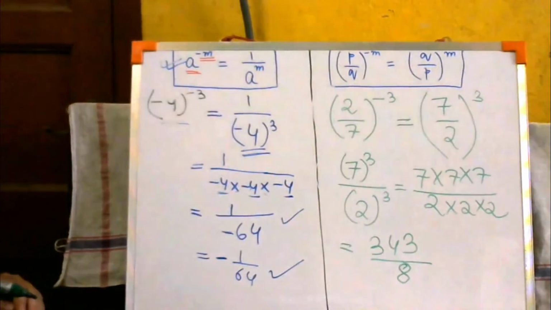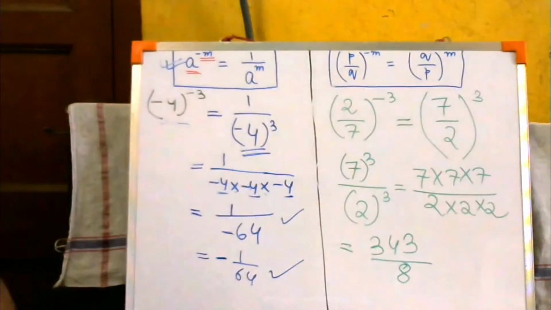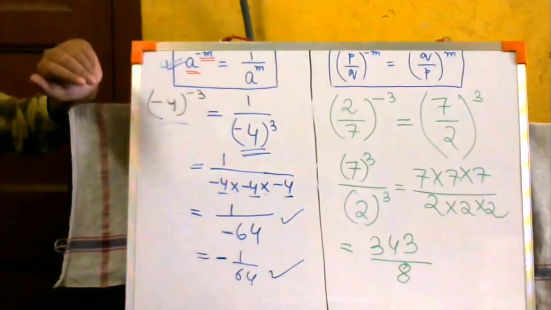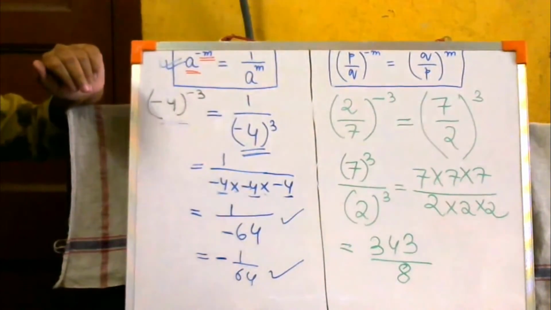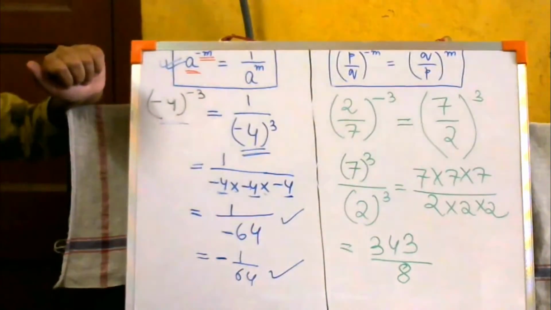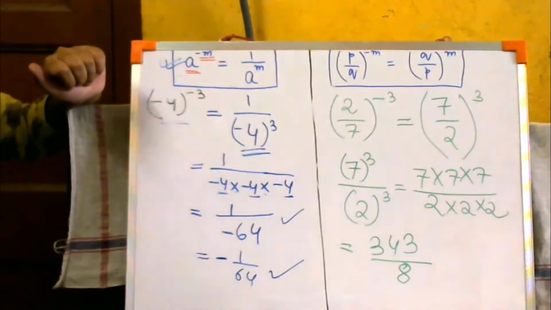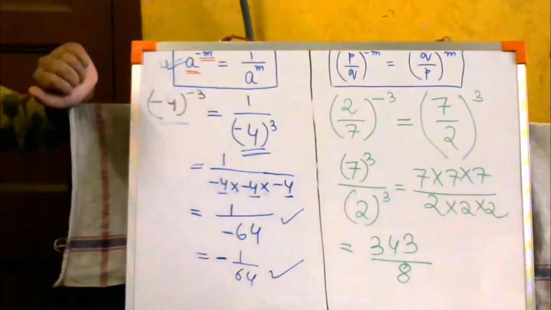This is the answer, 343 by 8. I hope you people have understood what I tried to say in these two formulas. This is the first two formulas that we spoke about. ठीक है? Following will be the next other formulas. There are 6 formulas which is left. The following video lectures are going to be of the other 6 formulas.